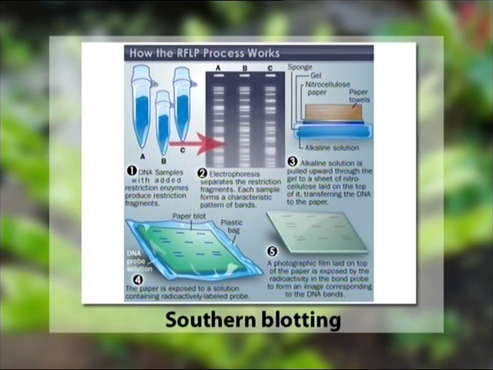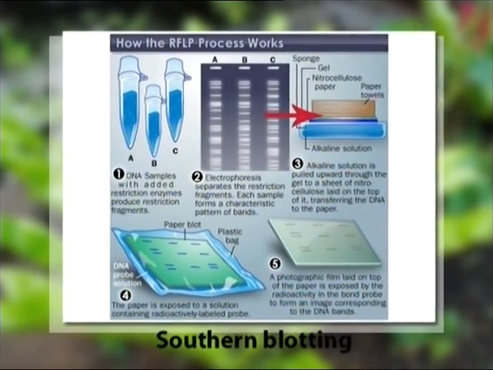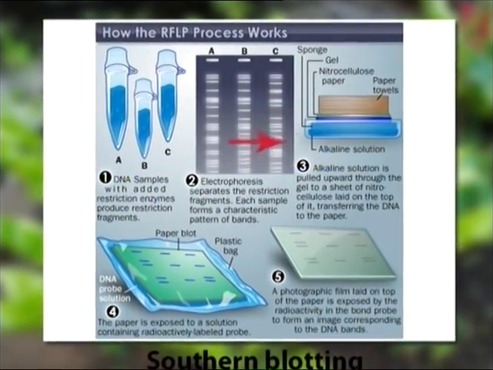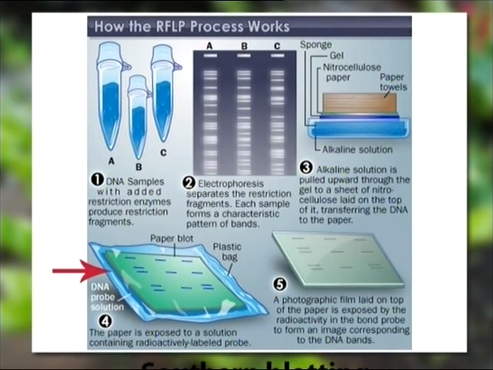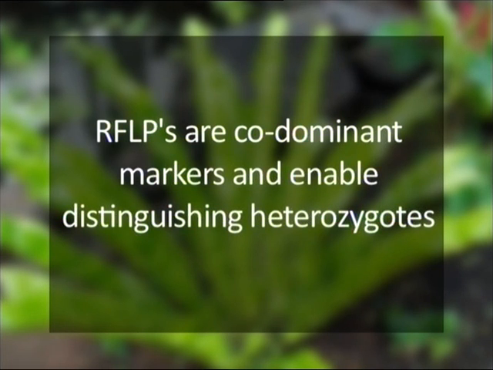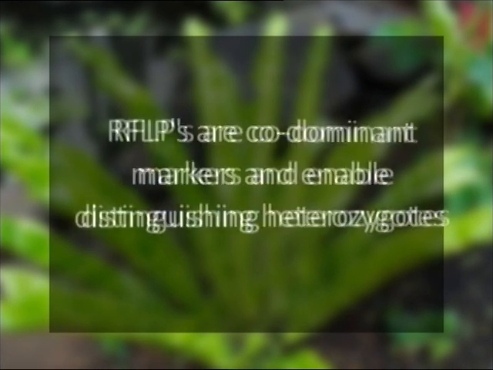The fragment pattern on the gel is preserved by Southern blotting, whereby DNA fragments are transferred from the gel onto a nitrocellulose membrane. The DNA bound to the nitrocellulose membrane is hybridized with a labeled DNA probe, washed to remove any unhybridized probe and photographed. An RFLP occurs when the length of a detected fragment varies between individuals. RFLPs are codominant markers and enable distinguishing heterozygotes.